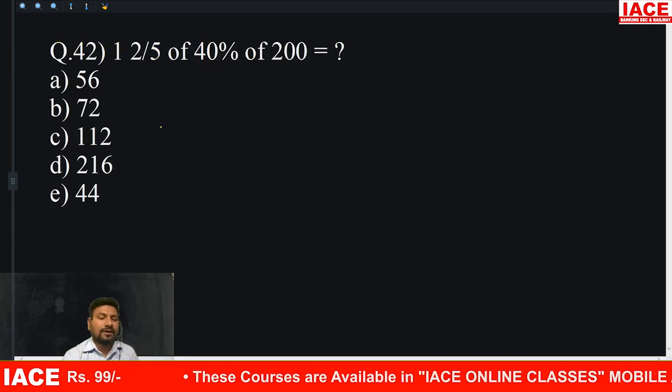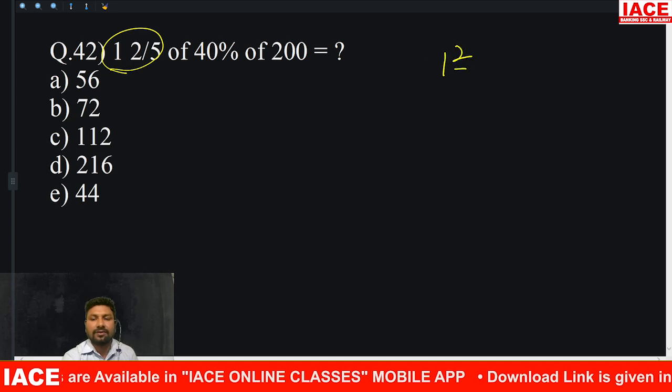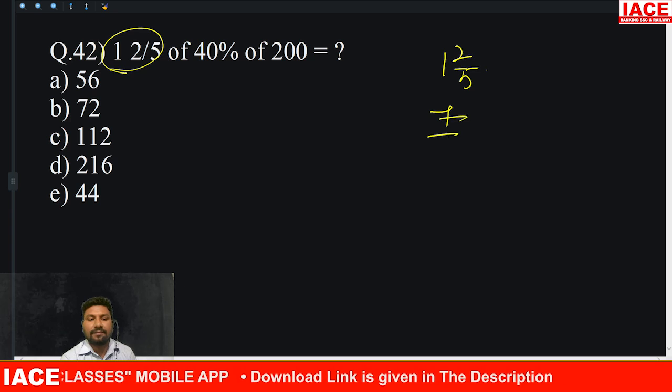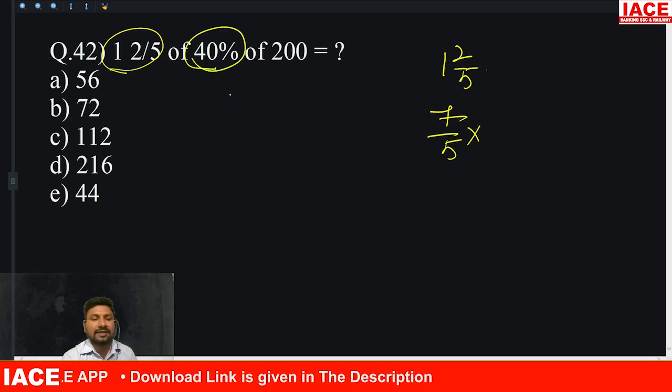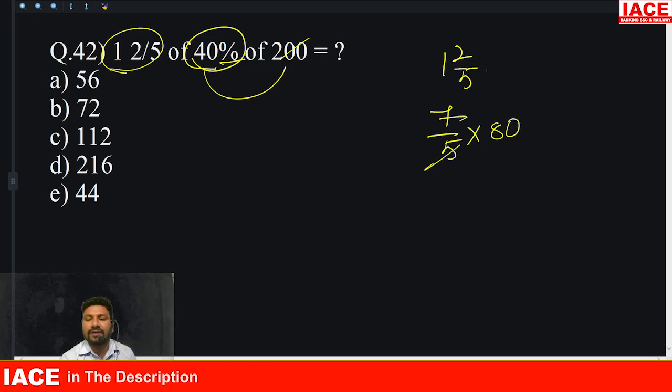135 minus 25, answer is 110. 1 2 by 5, it is a mixed fraction basically. Convert 1 2 by 5 into a normal fraction, what is the value? 7 by 5 into 40%, percentage wise 2 zeros cancel. 42 is how much? 80. 16 times, 16 7s are 112.